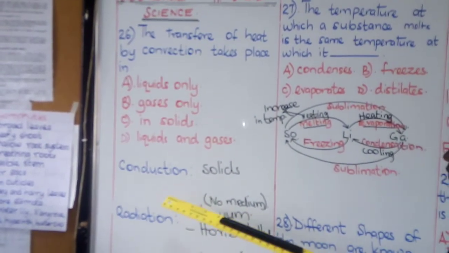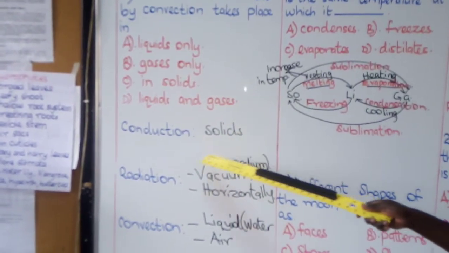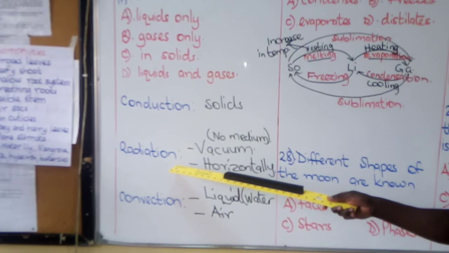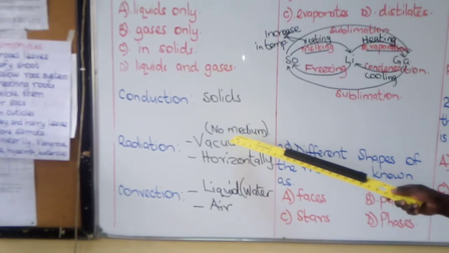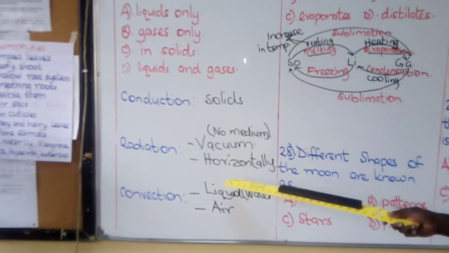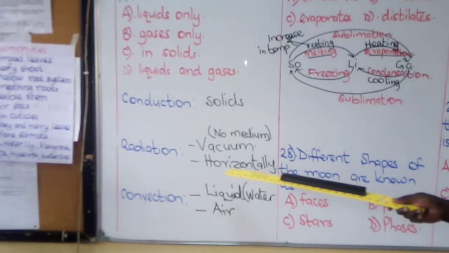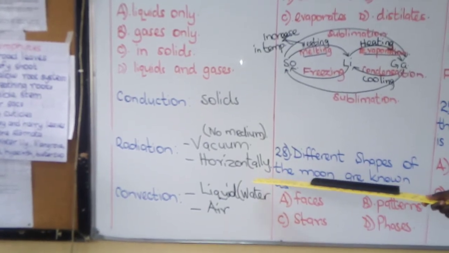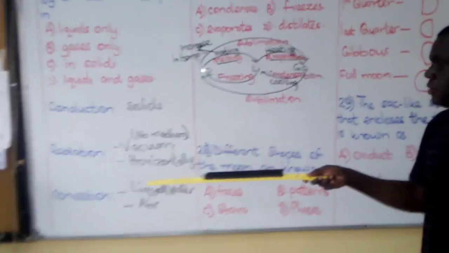Now, I've explained here that in solids, the transfer of heat is called conduction. Radiation is referred to as the transfer of heat in a vacuum where there is no medium. The media here are air, water, and gases. We also say that radiation is the movement of heat horizontally. We warm our bodies over a charcoal jiko using radiation across the room.